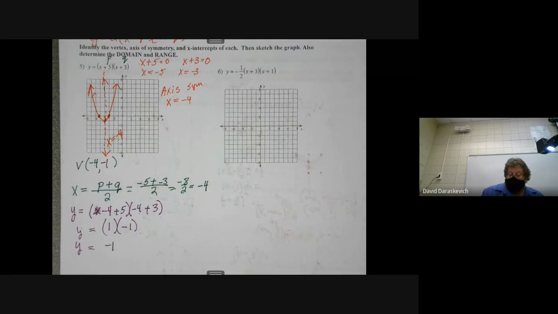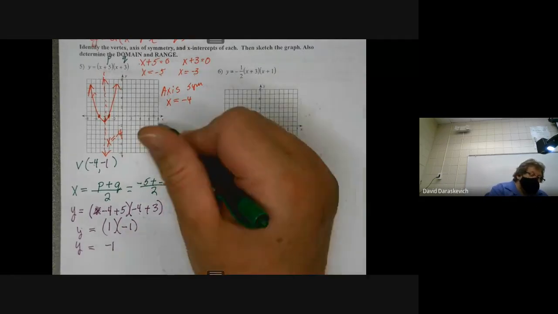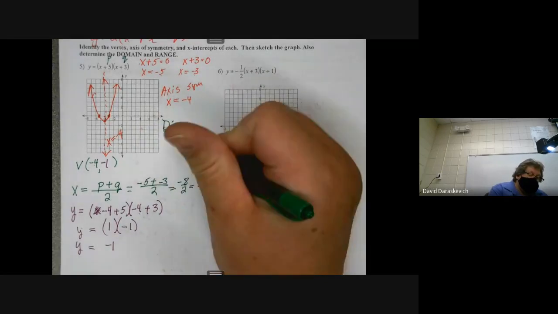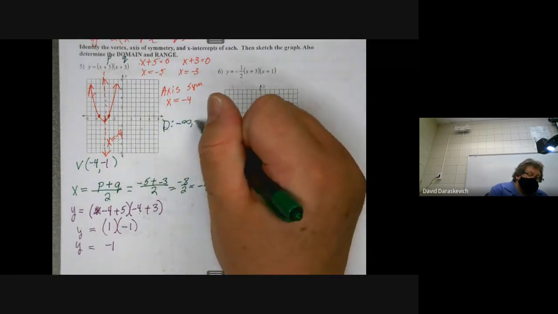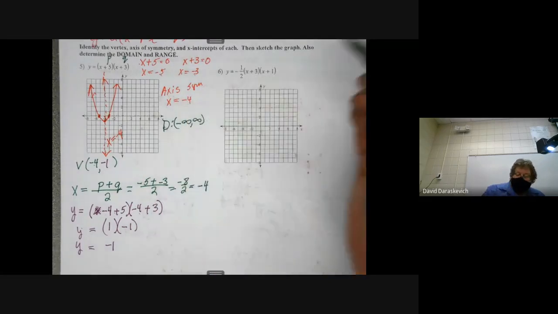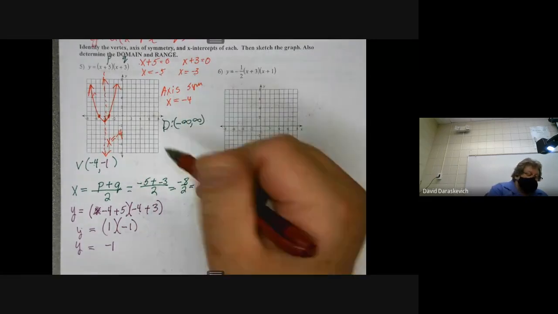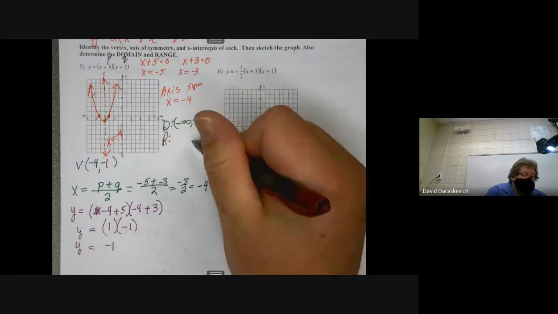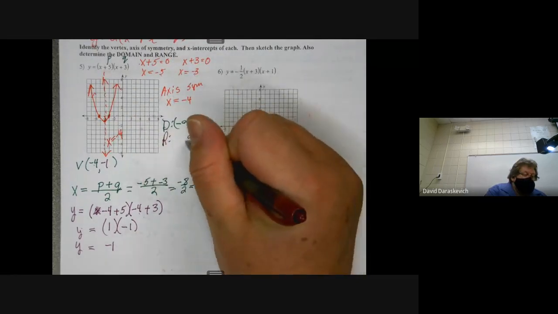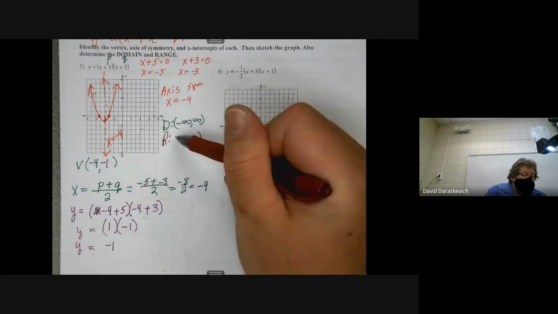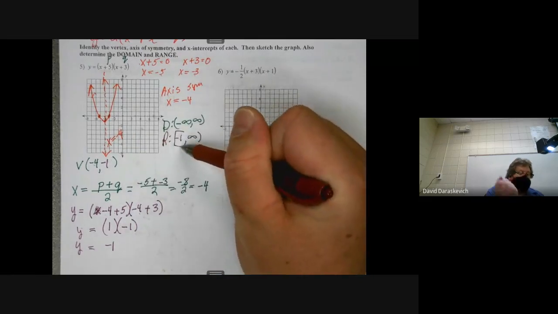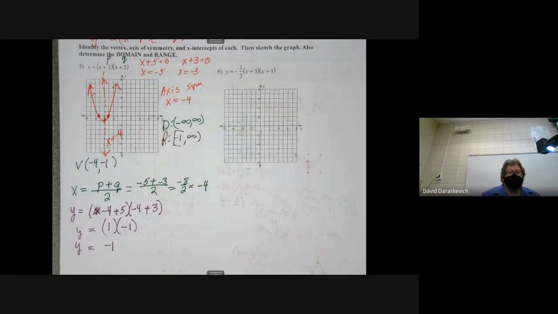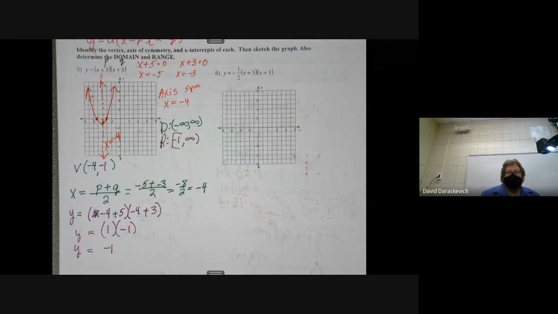And what else? Domain and range. Domain is easy. For parabolas in this class, it's -infinity to +infinity. Range, let's see, it opens up, so it's going to go to +infinity. And my k is -1, which is included.